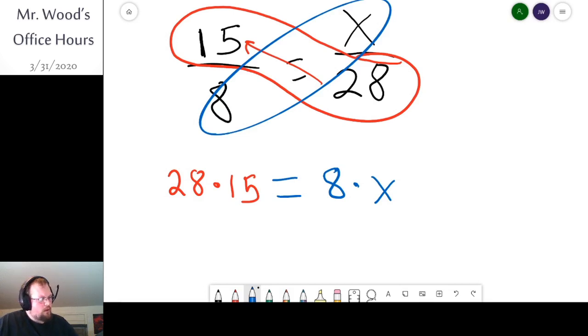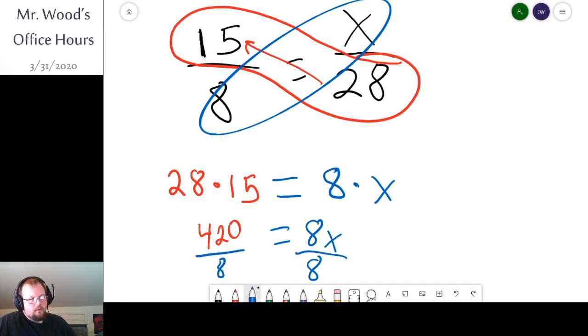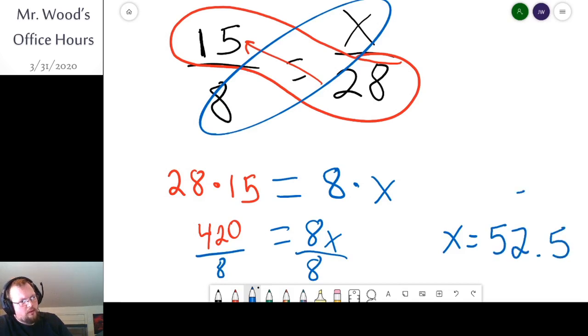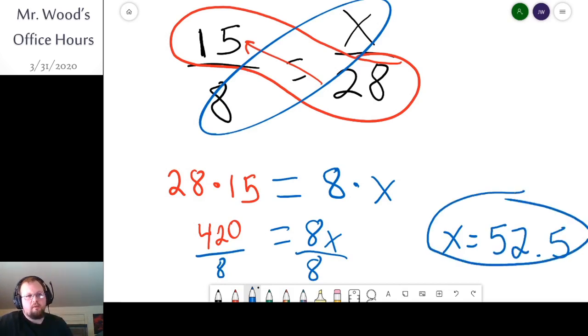Okay, you get 420 for the left side is equal to 8 times x. And then you divide everything by 8. And then you end up with x equals 52.5. So this was the proportion solving method that I sort of showed you guys with on the science video.